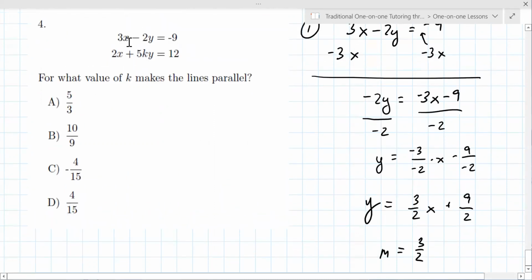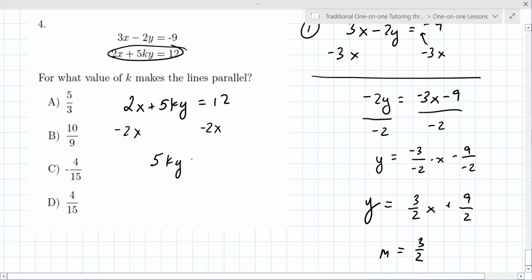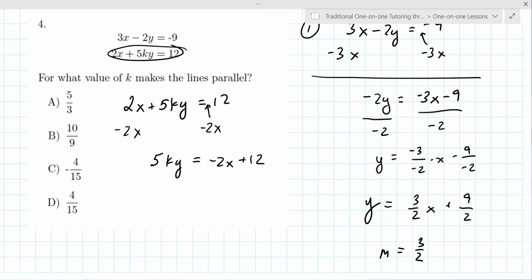But now you got to go back to the second equation right here, and you have to solve it for y as well. So you do the same thing. You subtract 2x from both sides of the equation. And my preference is to put that in front. I can't stress that enough. It will help avoid not giving the right slope. And then you divide by 5k.